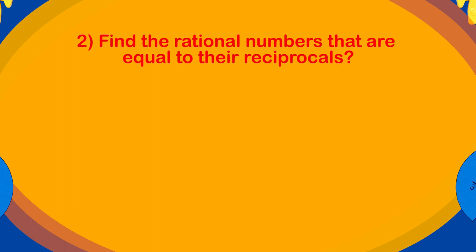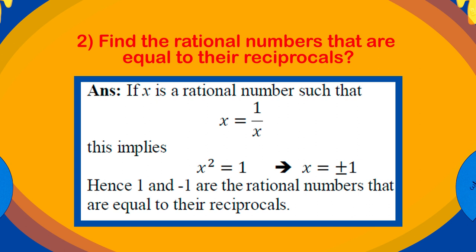Second question is, find the rational numbers that are equal to their reciprocals. So, very interesting question. Let us see the answer. Suppose x is a rational number such that x is equal to its reciprocal 1 by x. So, x is equal to 1 by x implies, by cross multiplying, we will get x square is equal to 1, and therefore x is equal to plus or minus 1. Hence, 1 and minus 1 are the rational numbers that are equal to their reciprocals.